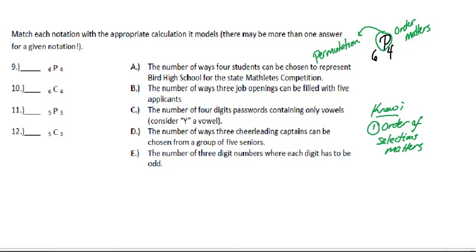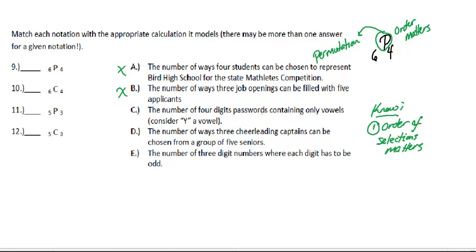So the number of ways 4 students can be chosen to represent Byrd High School for the state mathletes competition. Well, the problem we run up against here is we're not looking at a permutation, because it doesn't matter what order I choose them in. Okay, so I know it's not going to be A. The number of ways 3 job openings can be filled with 5 applicants. Well, it doesn't matter who gets hired first or last, it just matters if you get hired. So it's not going to be this one.